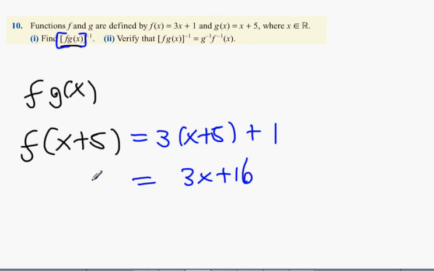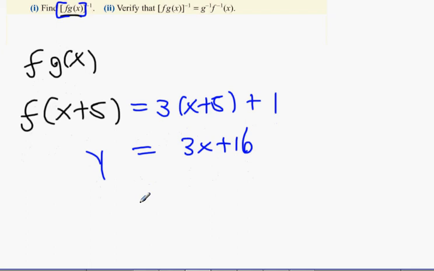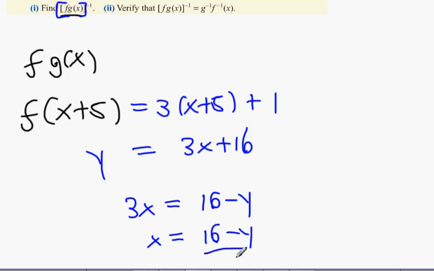So we're going to say y equals 3x plus 16. We're going to inverse this. So we're going to get 3x equals 16 minus y. X equals (16 minus y) all over 3. So the answer to this first question is, technically, (16 minus x) all over 3 now, isn't it? Because you replace y with x. That's your answer to the first one.